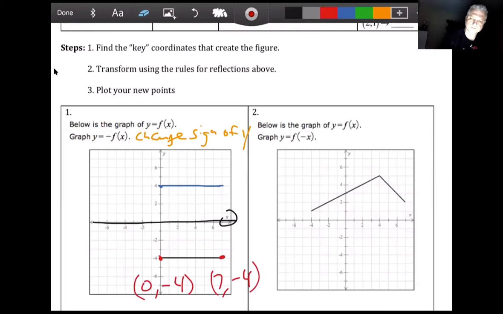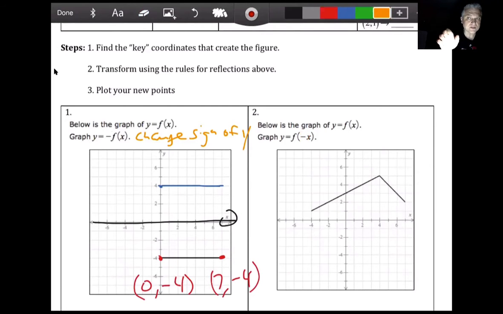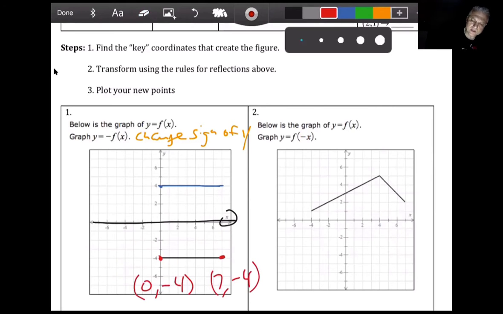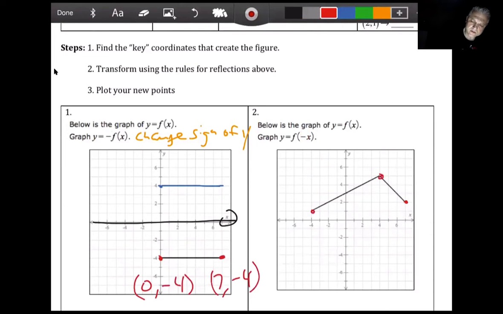Question number 2. Now we're going to have f of -x. So the negative is in with the x. Let's look at our steps. First, we're going to find the key points. I would say the key points are this endpoint, and we have a vertex where 2 sides meet, a little corner.